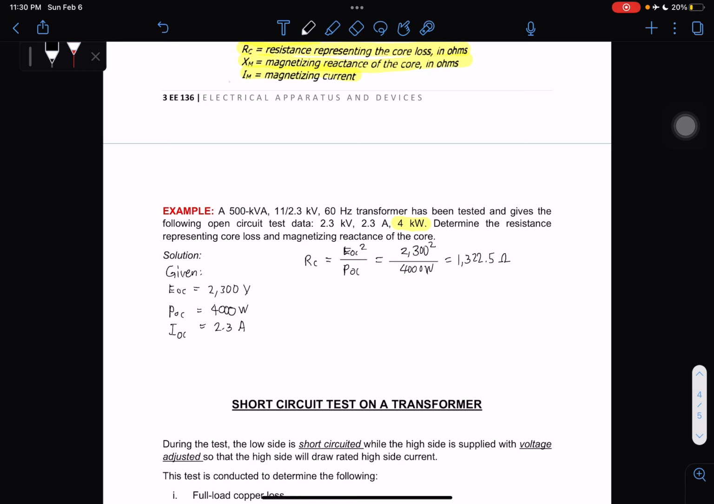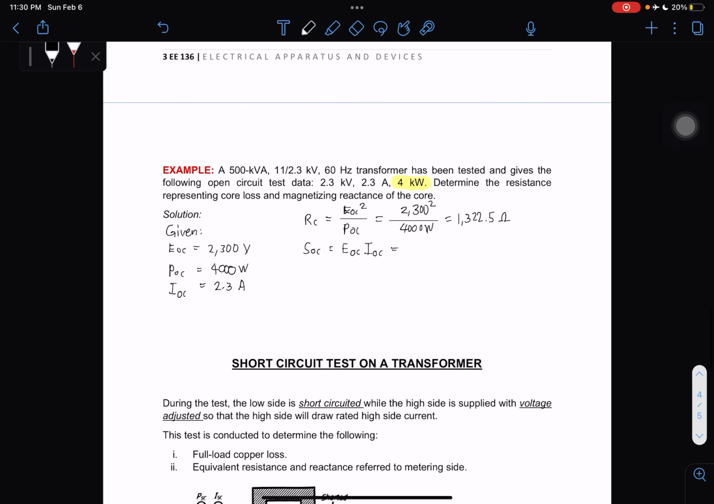So nakuha na nato ang resistance. Pwede na nato ma-solve, another, we need to solve for our SOC, the apparent power nato sa atong open circuit. So formula, EOC multiplied by IOC. EOC na to given 2,300. And our IOC given is 2.3. So ang answer will be 5,290 volt ampere.